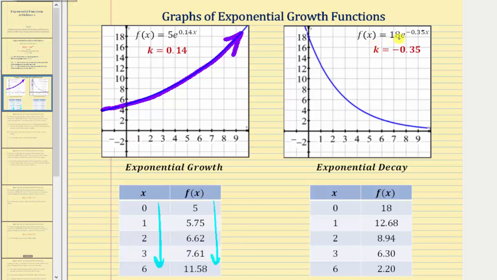Next we have the graph of f of x equals 18 times e raised to the power of negative 0.35x. So notice how here k is negative 0.35. This tells us we have exponential decay, and therefore the function is decreasing, and it's decreasing at a continuous rate of 35%. Also notice here that a is equal to 18. 18 is also the vertical intercept. And looking at the table of values, as x increases, the function values are now decreasing at a continuous decay rate of 35%.